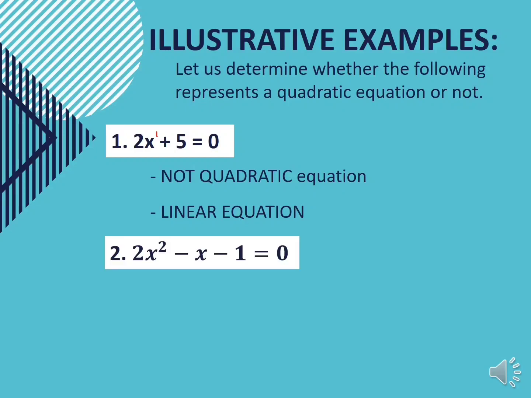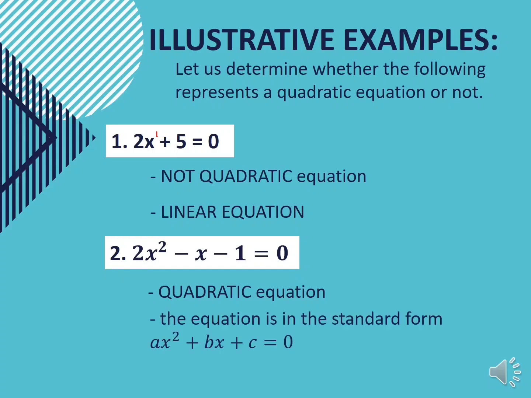Next, how about our equation number 2? We have 2x squared minus x minus 1 is equal to 0. So, here in our equation, is it a quadratic equation or not? Okay, very good. So that is an example of a quadratic equation. So the question is, is it already in the standard form? We have 2x squared minus x minus 1 is equal to 0. Yes, the equation is in the standard form ax squared plus bx plus c is equal to 0.